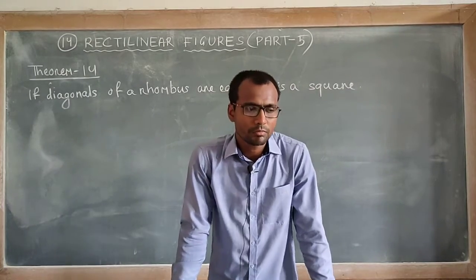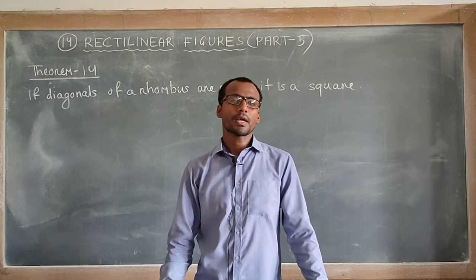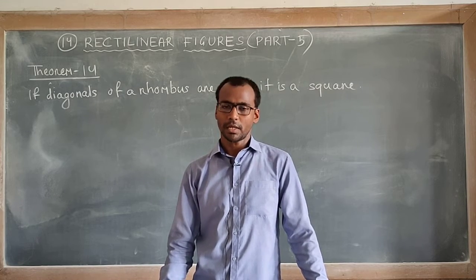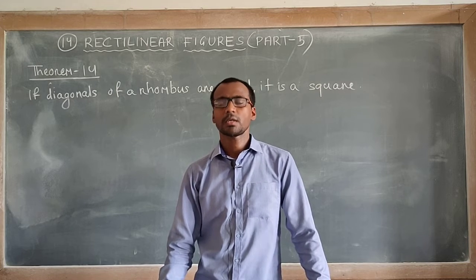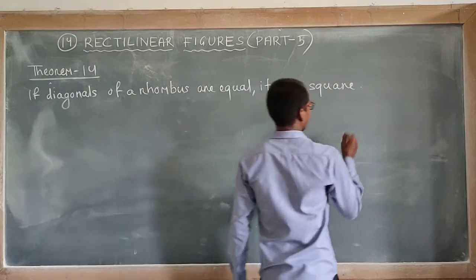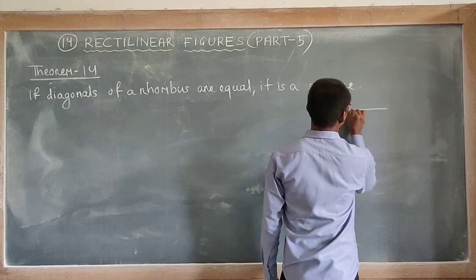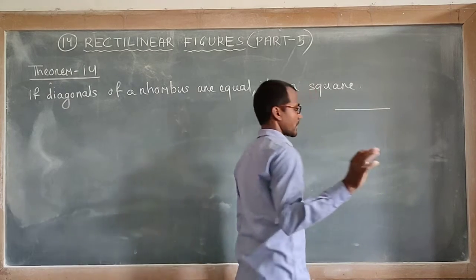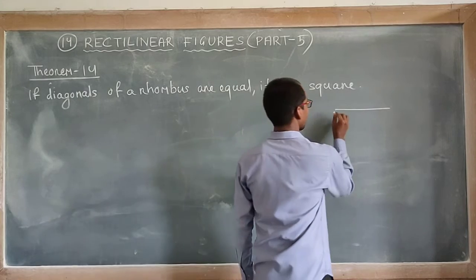We had a similar theorem for rectangle from parallelogram. If diagonals of a parallelogram are equal, then it is a rectangle. Similarly, if diagonals of a rhombus are equal, then it will become a square. Okay, so let us prove this last theorem. Let us draw a rhombus in which diagonals are equal. Actually, in a rhombus, diagonals are not equal. One is bigger, the other is smaller. But if they are equal, then it will become a square.